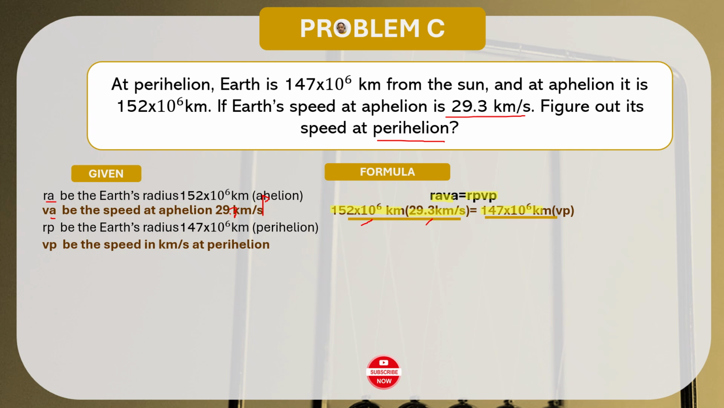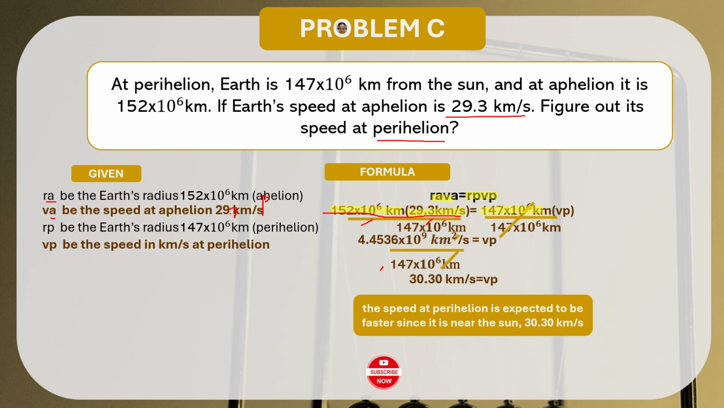Let's continue. You have to multiply these factors here before you divide by 147. Okay, so we will divide both sides by 147 times 10 raised to 6, and multiply first the figures in the numerator before you divide. Okay, cancel. So you will have this product of 4.4536 times 10 raised to 9 kilometers squared per second. That's the product of these factors here. Then you divide it by 147 times 10 raised to 6. So you will have a speed at perihelion of 30.30 kilometers per second.